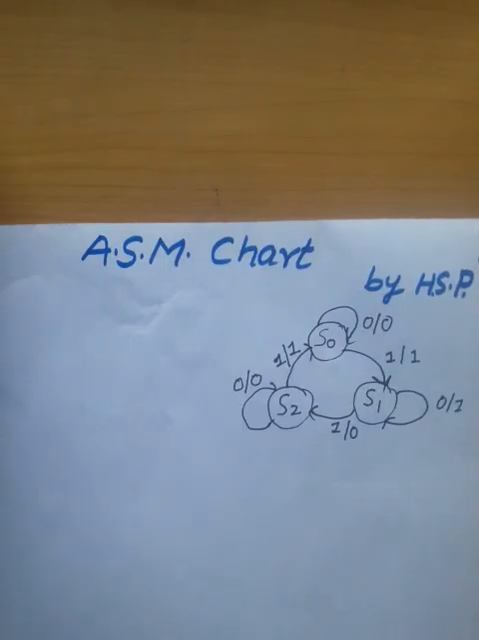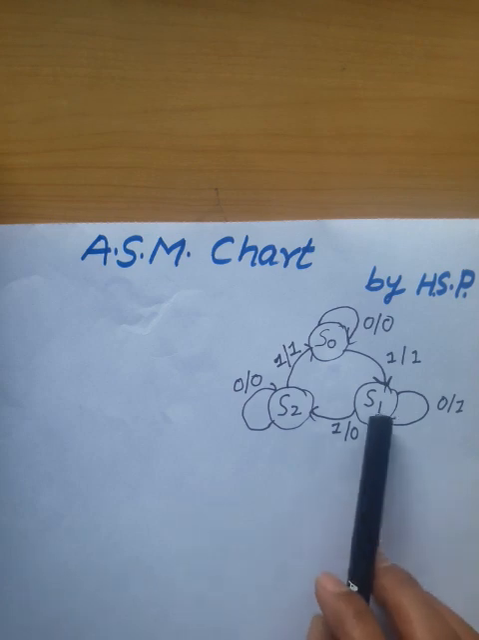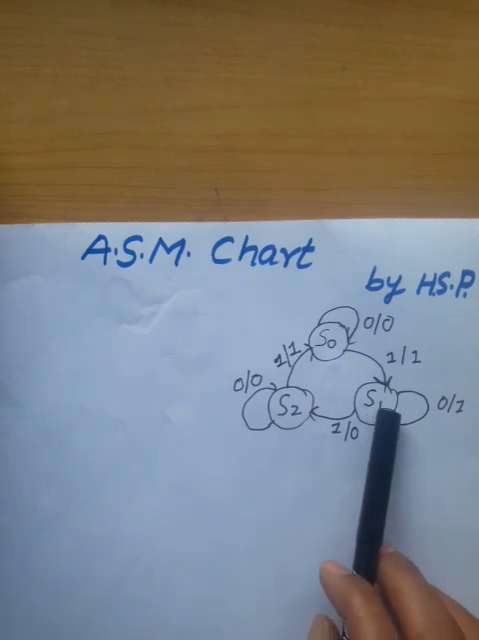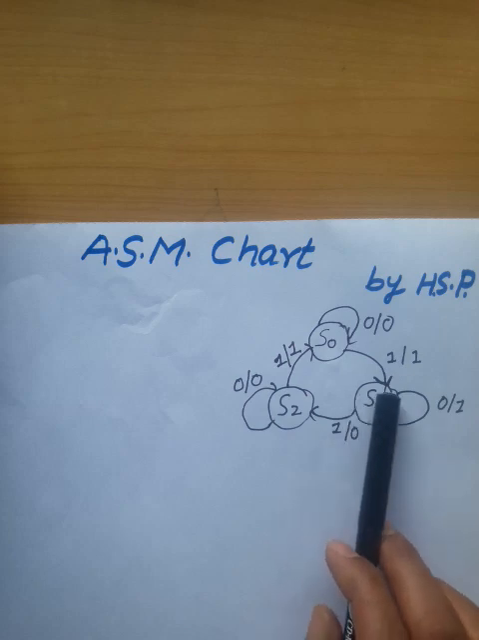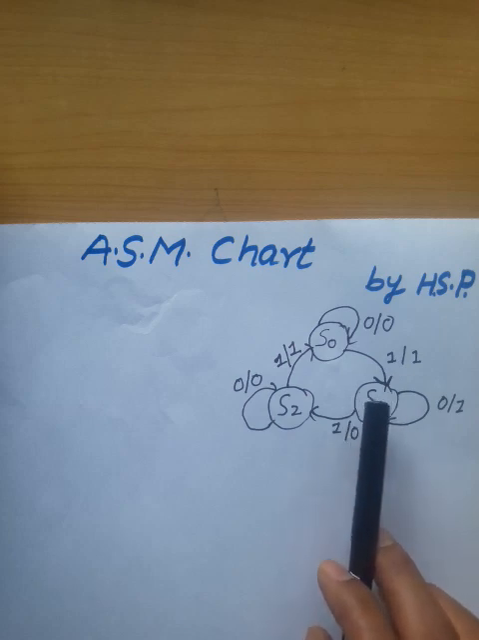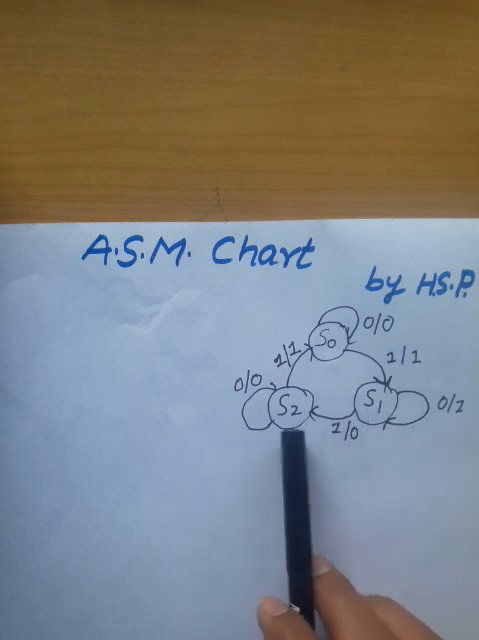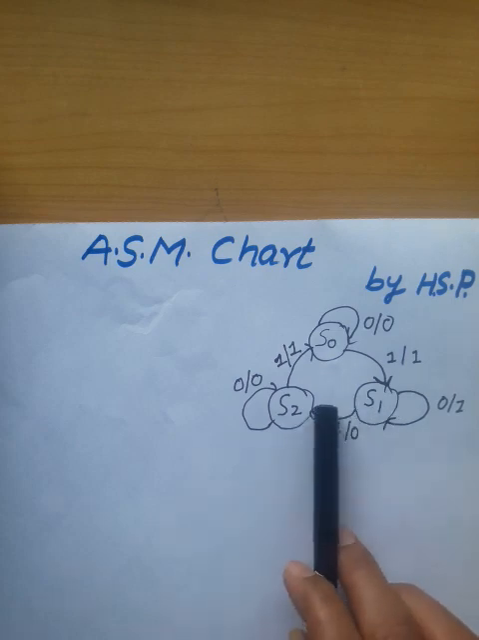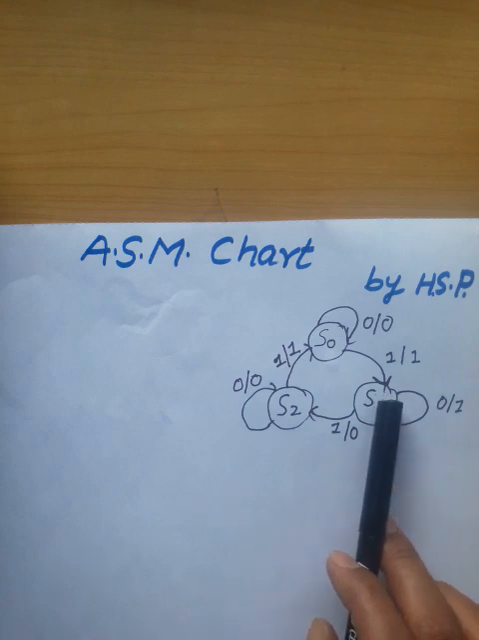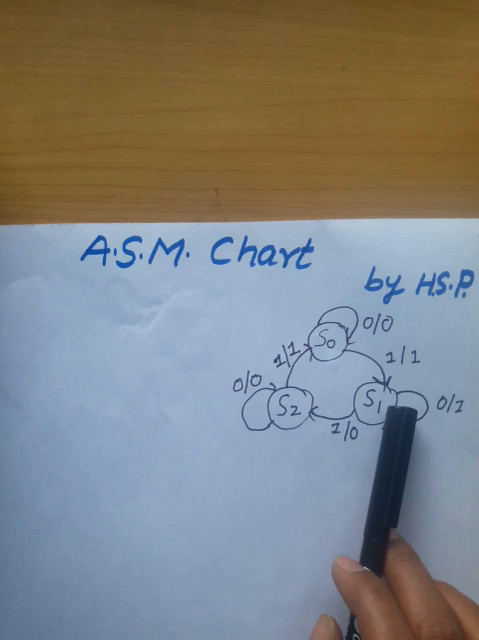Hello students, till now you are aware with state diagram and state table, or you can say transition table. This is your state diagram. With the help of state diagram you can make state table, or you can implement state diagram. You can draw state diagram from state table. Okay, today we will discuss ASM chart.